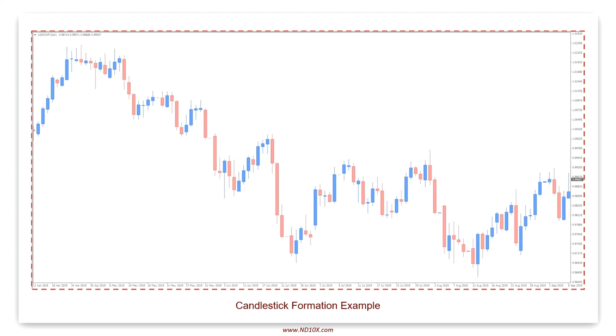Let's see more examples. This is the dollar Swiss franc daily time frame. So what we have here first is an engulfing pattern.